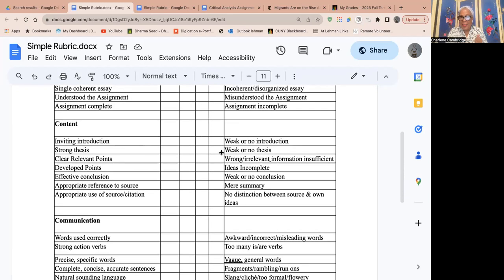Content. Do you have an inviting introduction? Do you have a weak or maybe no introduction? You just jump into it. You have a strong thesis, weak or no thesis. A strong thesis is a thesis that can hold an argument. It doesn't have to do with whether or not it's true, whether or not you agree or disagree with something. It's whether or not you can carry through an argument.